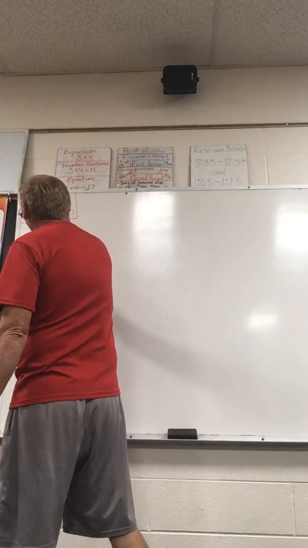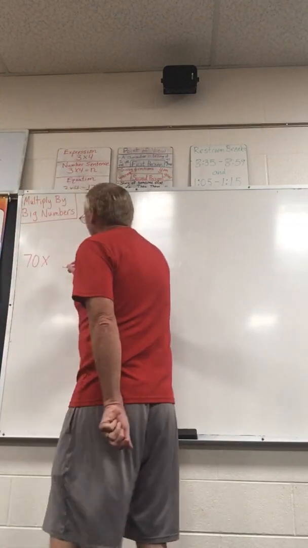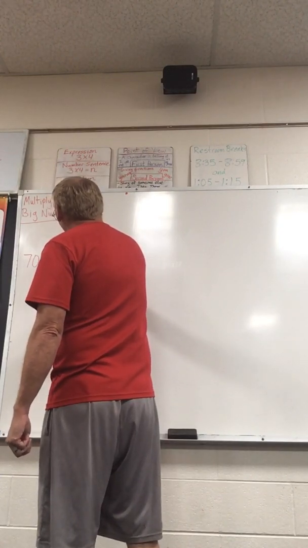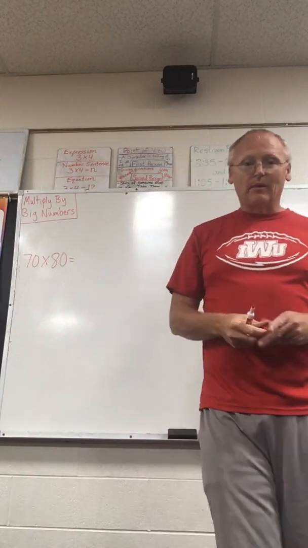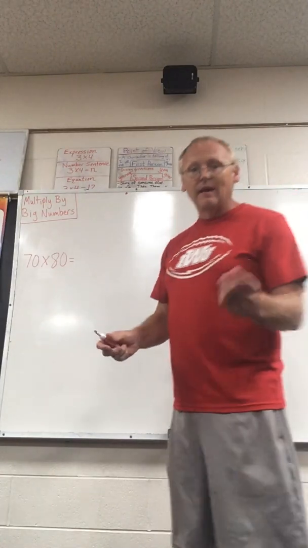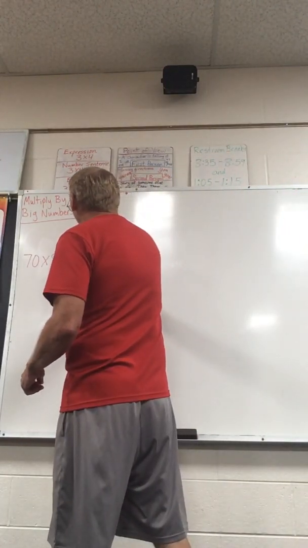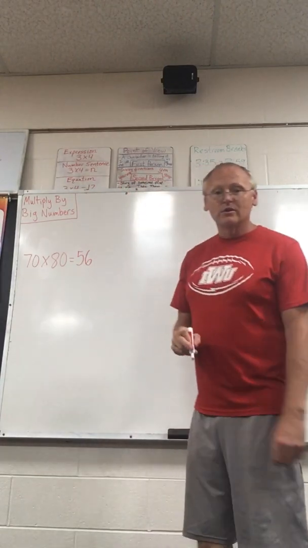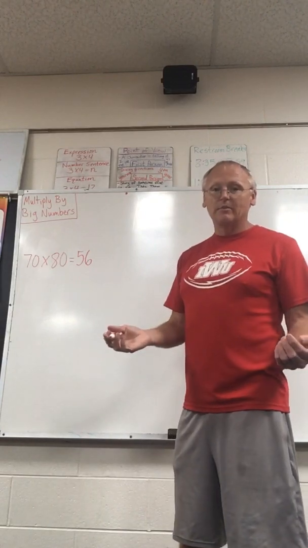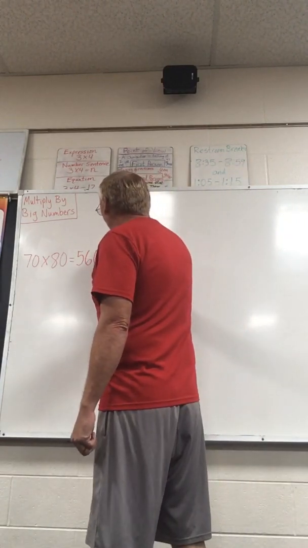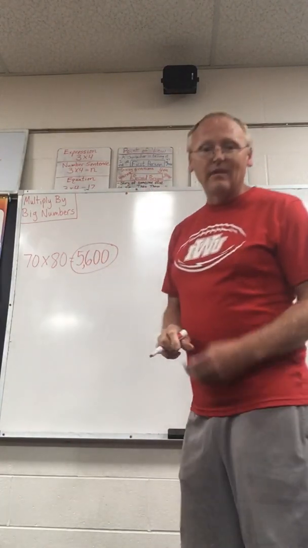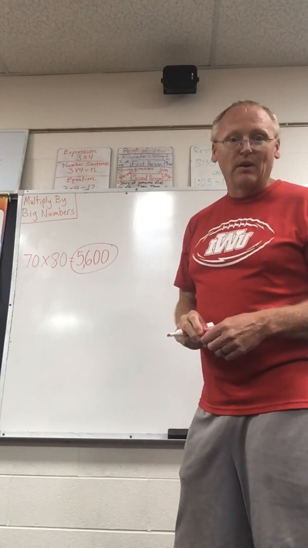Let's do 70 times, 70 times 80. Okay, so once again, if you practiced it enough, you probably know what the basic fact is. 7 times 8, that would be 56. Now you just count your zeros in your problem. 1, 2. So that's how many zeros would be in your answer. So there's your answer of 5,600. That would be your product.